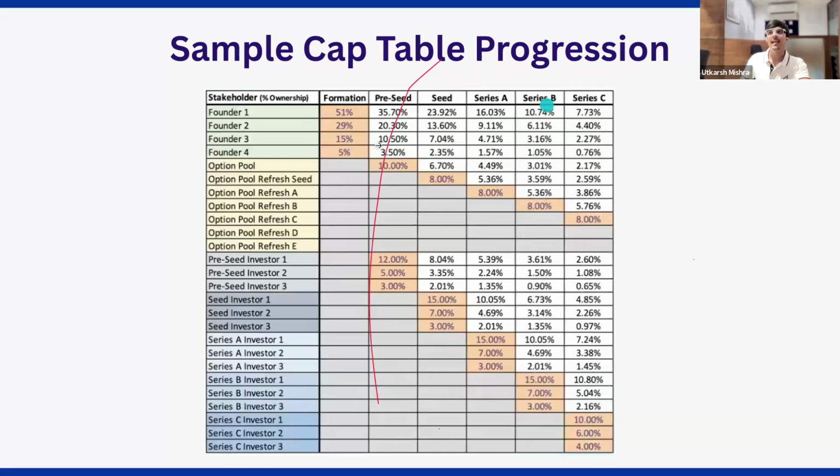So this is a sample cap table. At the time of formation, only founders are holding equity, but as they go to pre-seed, there is an option pool as well, which is the ESOP pool. So the ESOP pool is formed, then pre-seed investors also come in and take some percentage ownership. Then in the seed stage, seed investors will also come in. So it becomes more and more complex as you raise more rounds.